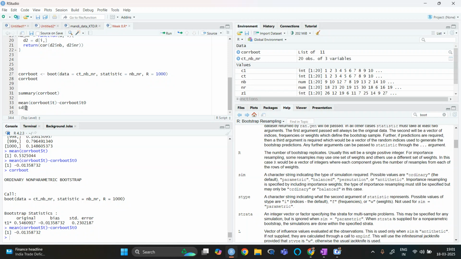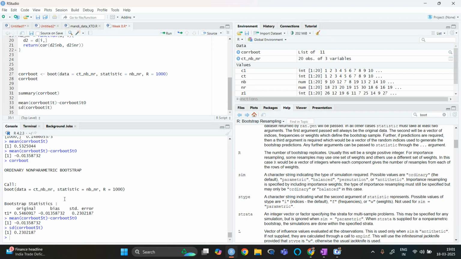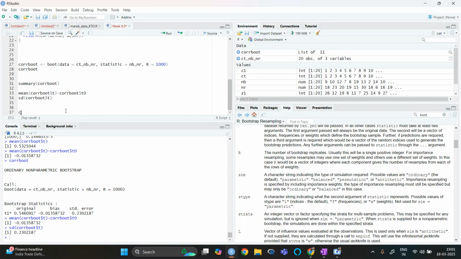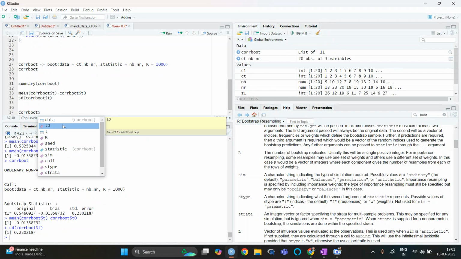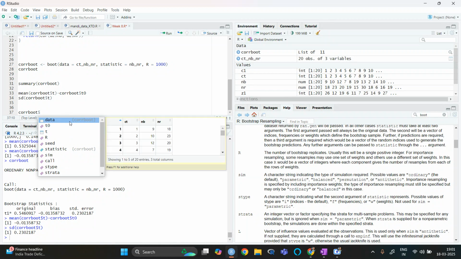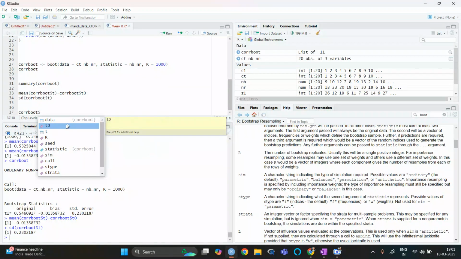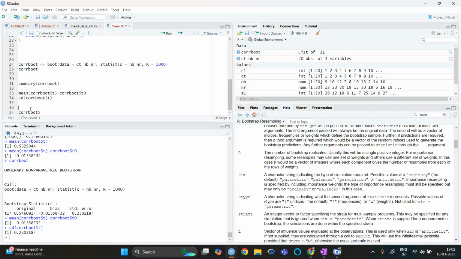samples. So you can see that the standard error is found in these samples. This is how you can understand. Now, if you take core boot and here, you can find all these things. So what is the data? The data I have given is T naught, T, and then R, etc. So here you can see what the other things are.